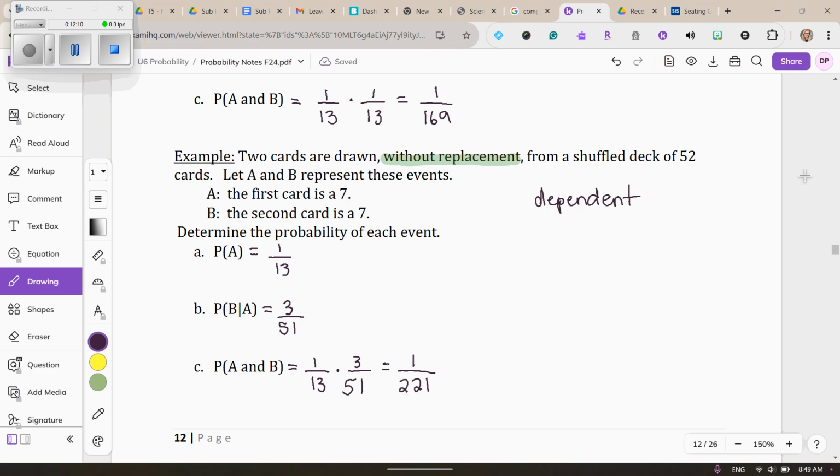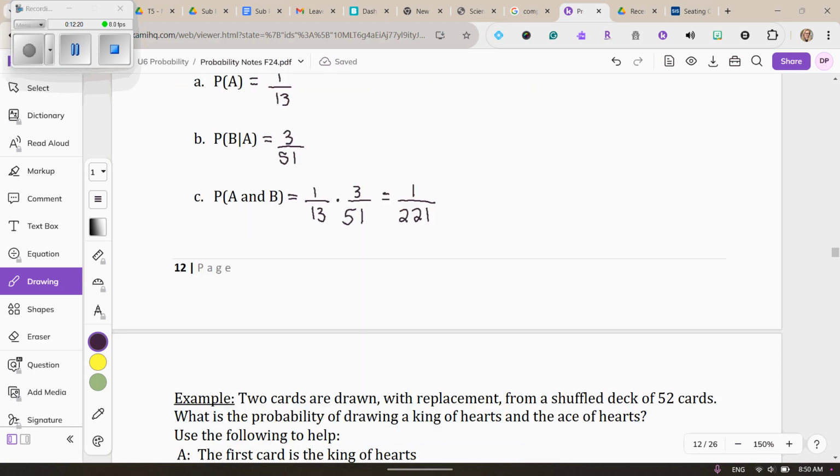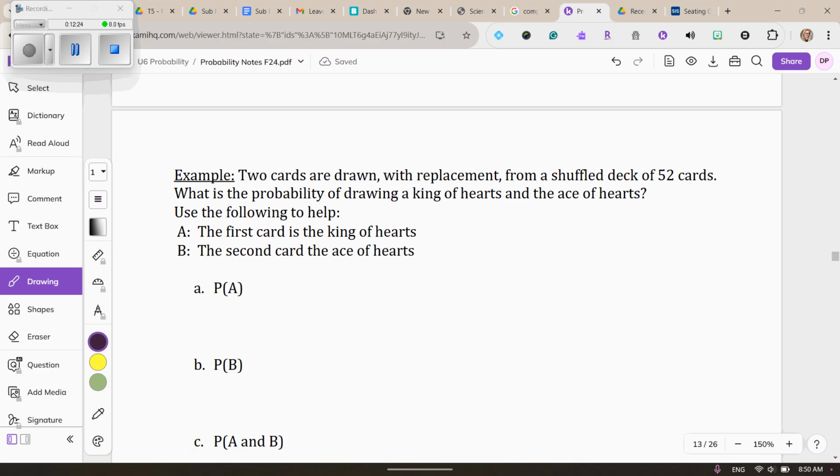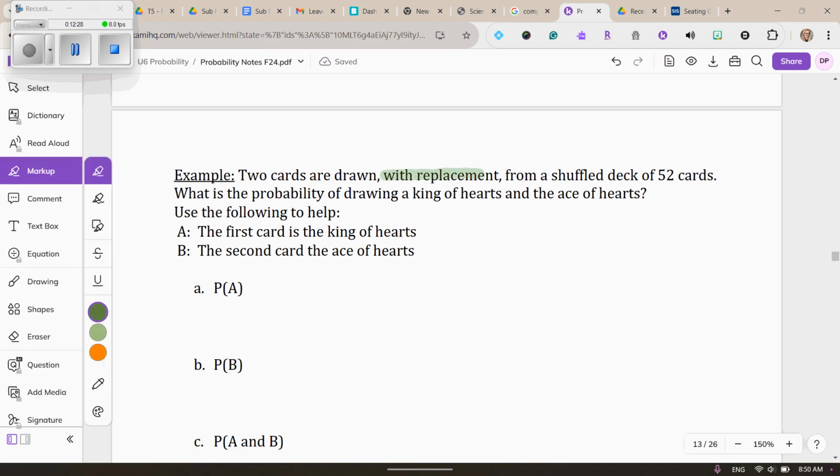Meaning that the probability of B has changed because of what happened in A. Okay, we're going to do a similar type question now with cards. It says 2 cards are drawn with replacement from a shuffled deck of 52 cards. What is the probability of drawing a King of Hearts and the Ace of Hearts?